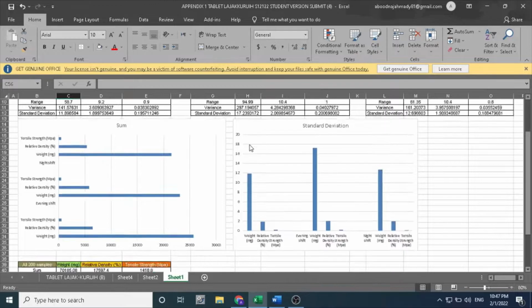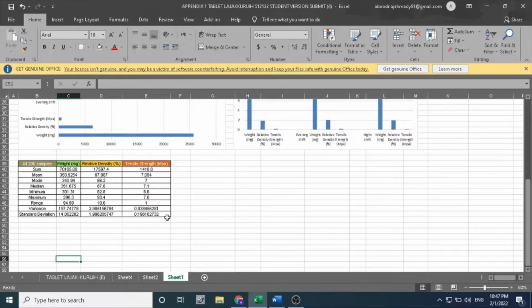Below is the statistical data table for all the 200 samples combined regardless of shift. We can see the total sum is 70,185.08, and the relative density is 17,597, and 1,418 for the tensile strength.